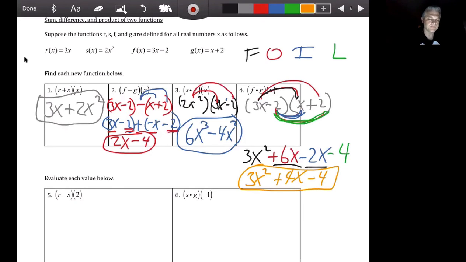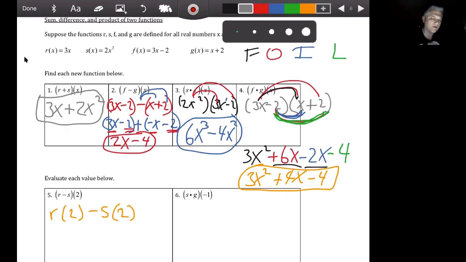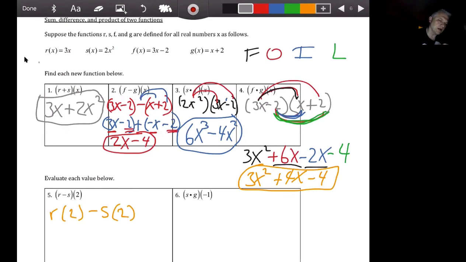Okay. All right. Last set of questions here. R minus S of 2. These are kind of cool. I like these because if I think about what is R of 2, and then I can think of what is S of 2, well, those are easier than what we just did. Because how do I find R of 2? I know what R of x was, so I'm just going to replace the x with 2. Well, R of 2 is 3 times 2, 6. It's just that simple.